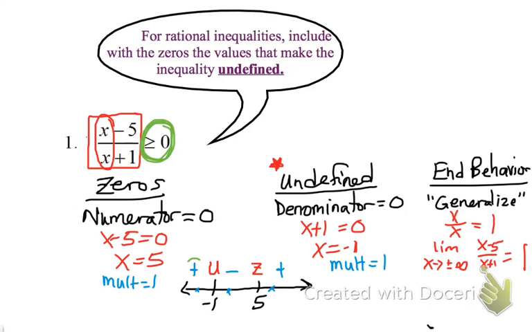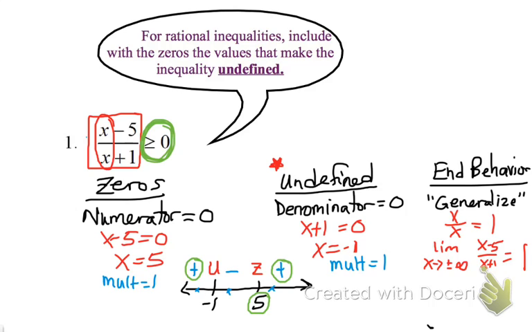So here's an interval that makes the expression greater than 0. Here's an interval that makes the expression greater than 0. And only one of these numbers, only the x equals 5, actually makes the expression equal to 0. We don't want to include negative 1. That makes the expression undefined.